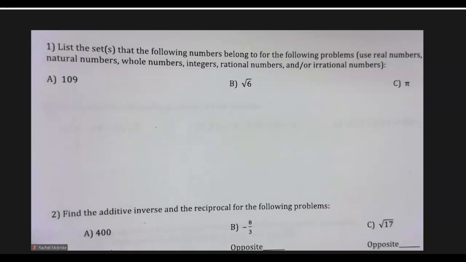We did start to talk about a couple of these, but I want to go over and make sure that we have each of our concepts down. So if you are looking at something like 109, 109 is a real number because it's a number. So everything when you go about doing your test needs to be a real number.